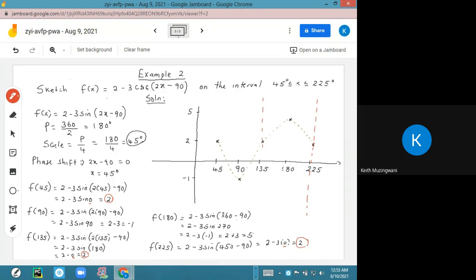We put these. We now want to sketch the cosec. We put this and go to our sine graph. Where it is facing up, you switch it, it faces down. Where it is facing down, you switch it, it faces up. And this is what we call f of x is equal to 1 minus 3 cosec open 2x minus 90. That is how we sketch cosec.